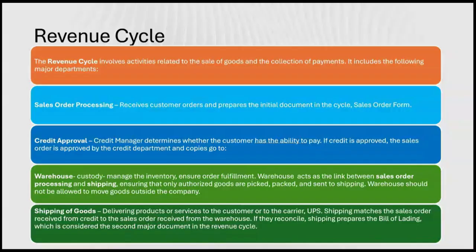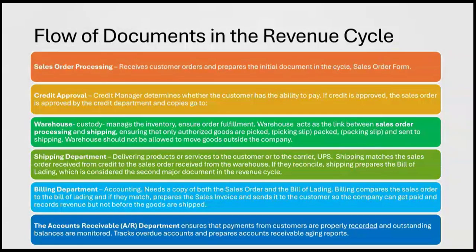So let's say the customer was approved for 100 cases of Snapple iced tea. So that means 100 cases got picked from the warehouse and sent over to the shipping department. Now the shipping department has to match the sales order received from the credit department, which says that the customer was approved for 100 cases of Snapple, and compare that to what they received from the warehouse that said, here's 100 cases of Snapple. And if the two documents reconcile, then shipping should prepare that bill of lading, which is considered the second major document in the revenue cycle. What was the first document? The sales order.